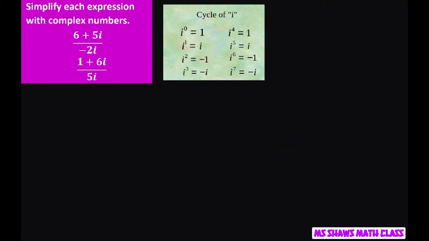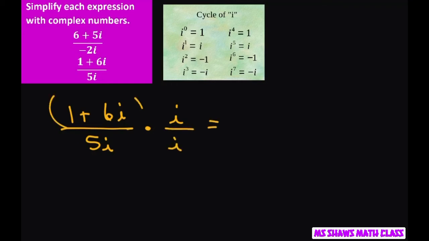Now, the next one we do the same thing. So we'll go a little faster here. 1 plus 6i divided by 5i. Just multiply the numerator and the denominator by i. You multiply the numerator, you're going to get i plus 6i squared. And the denominator is going to be 5i squared.